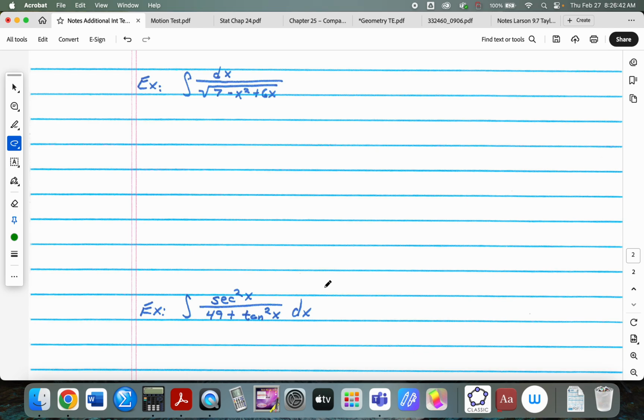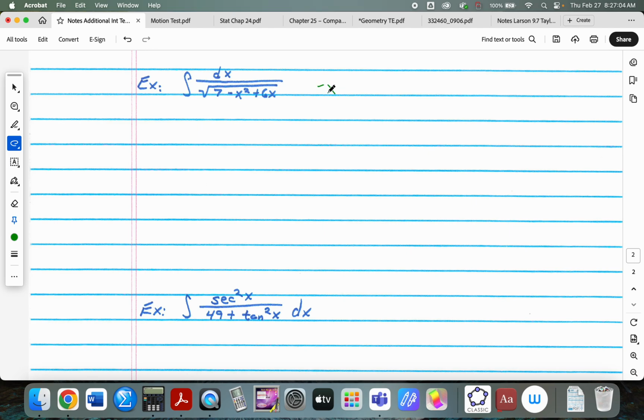You're like, well, with that square root on the bottom, if it's going to be anything, it's going to have to be an arc sine. But man, it sure doesn't look like an arc sine at all at this point. All right, well, let's see if we can make it look more like the arc sine. I'm not going to bother writing the square root. I'm just going to deal with this polynomial.